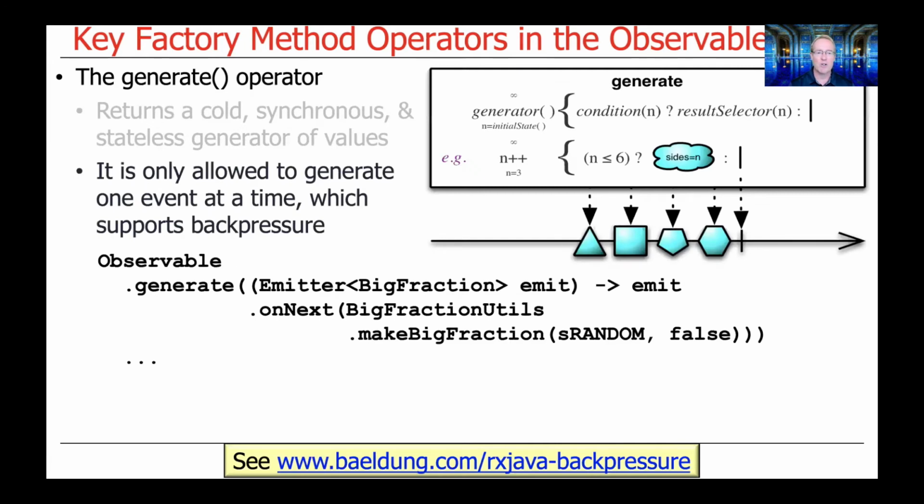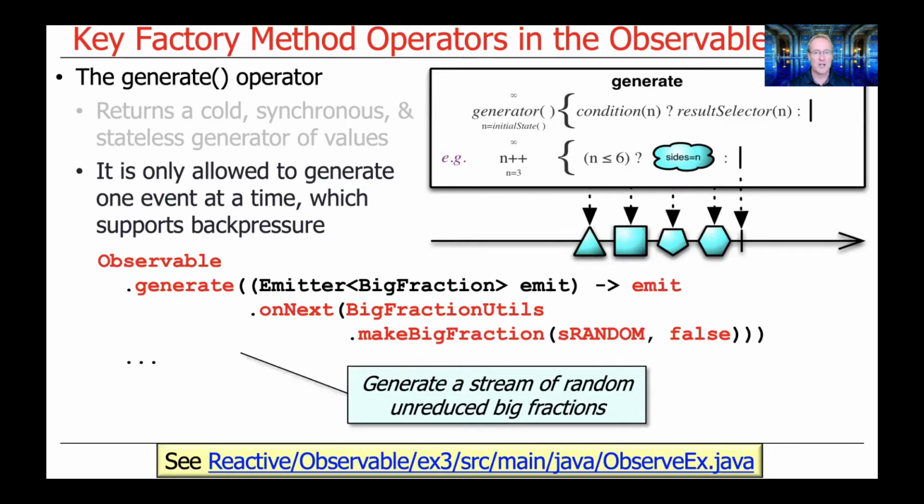The generate operator is only allowed to generate one event at a time, which supports a limited form of back pressure. Back pressure, as you may recall, is a mechanism that's provided to ensure that fast publishers don't overwhelm the computing and storage resources of slower subscribers.